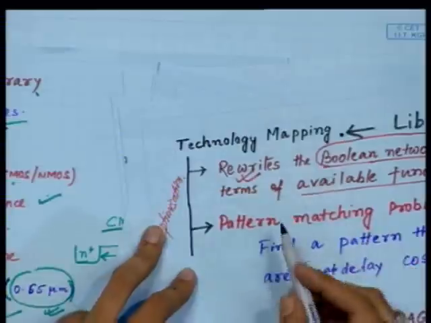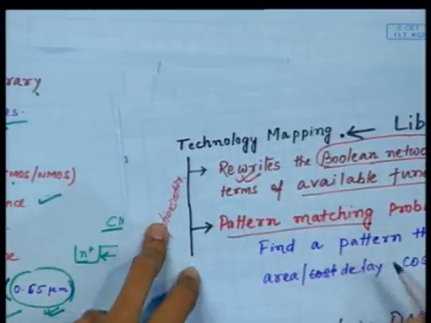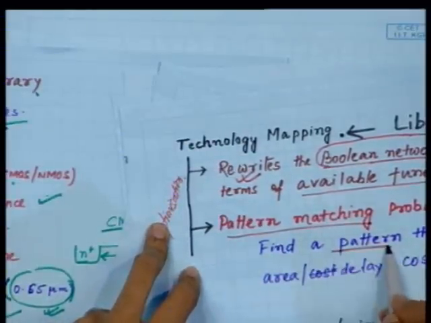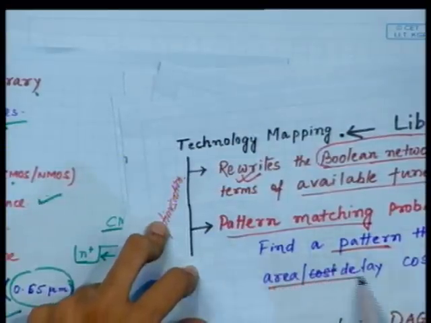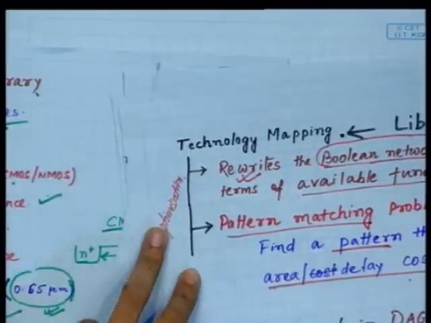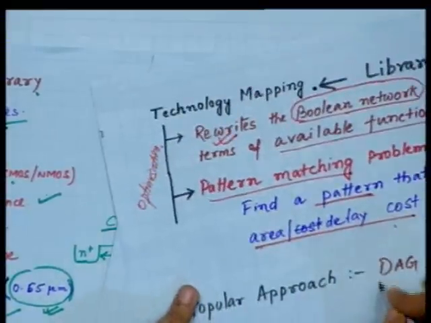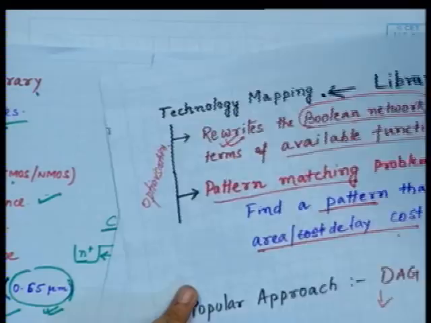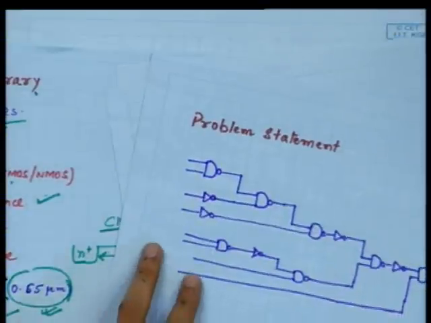So technology mapping is actually a pattern matching problem. You have to find a pattern that minimizes the cost function, that is basically an area delay cost. Now the most popular approach is DAG covering, that is directed acyclic graph. We will explain DAG using a problem.